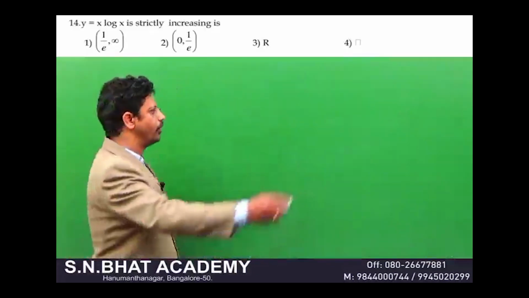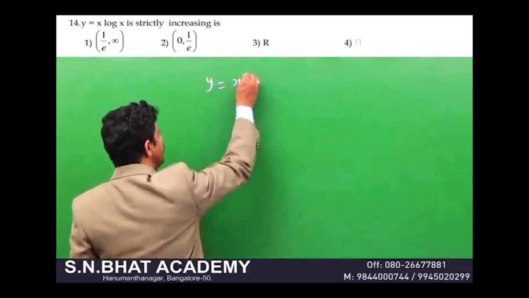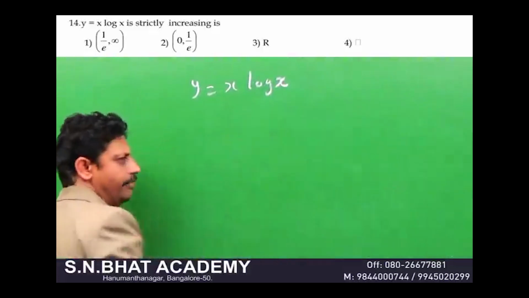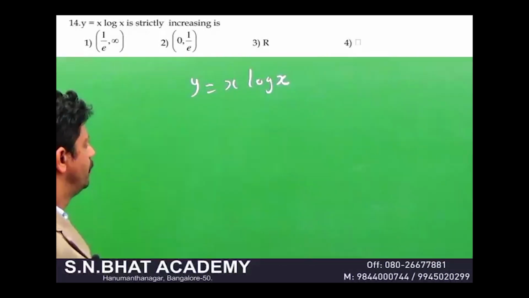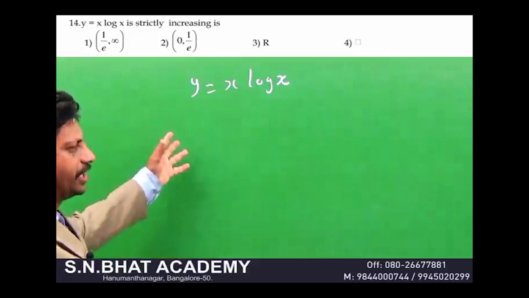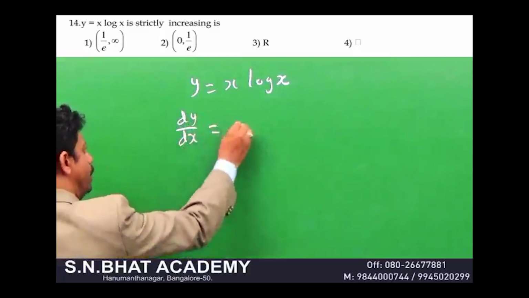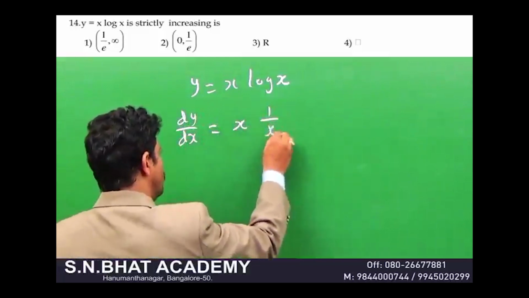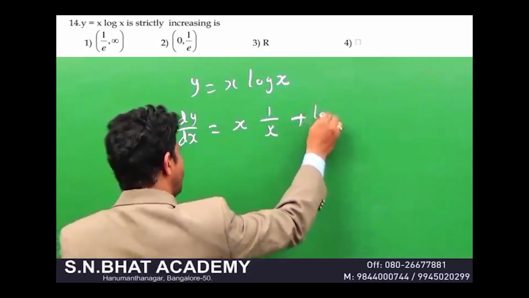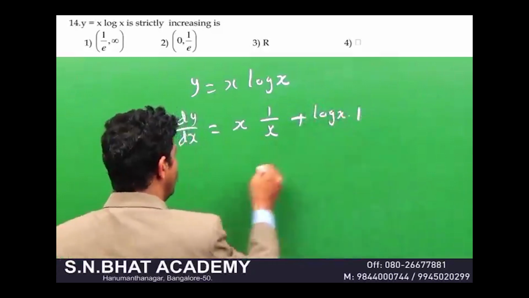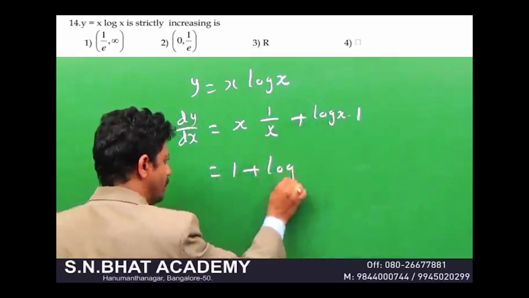Next question is question number 14. y is x log x. Again we have to determine the interval in which y is strictly increasing. For that again we have to determine the derivative. We have to use the product rule. So it is x into 1 by x plus log x into 1. So it turns out to be 1 plus log x.